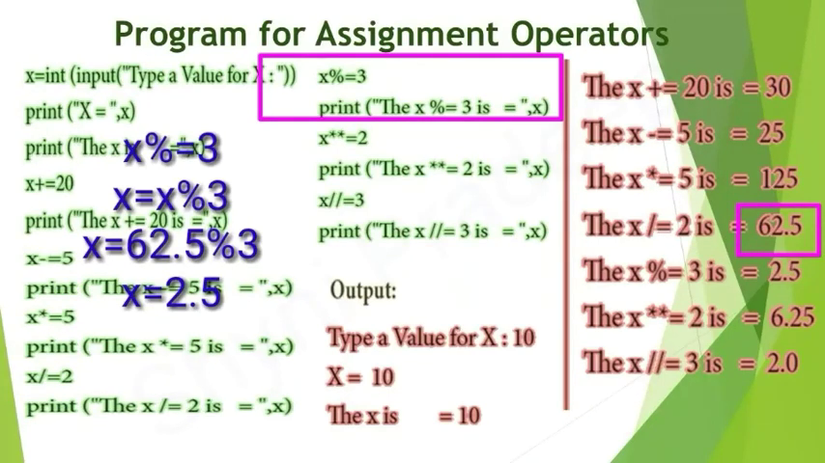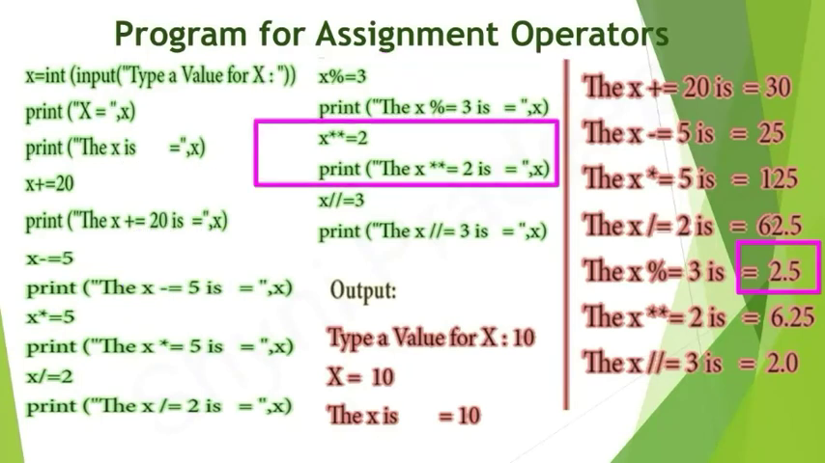62.5 modulus 3. What is the answer? Modulus means you have to take the remainder value. Here you have to take the remainder value of the division. So divide this 62.5 by 3 and what is the remainder value? You will get the answer 2.5. So write 2.5.